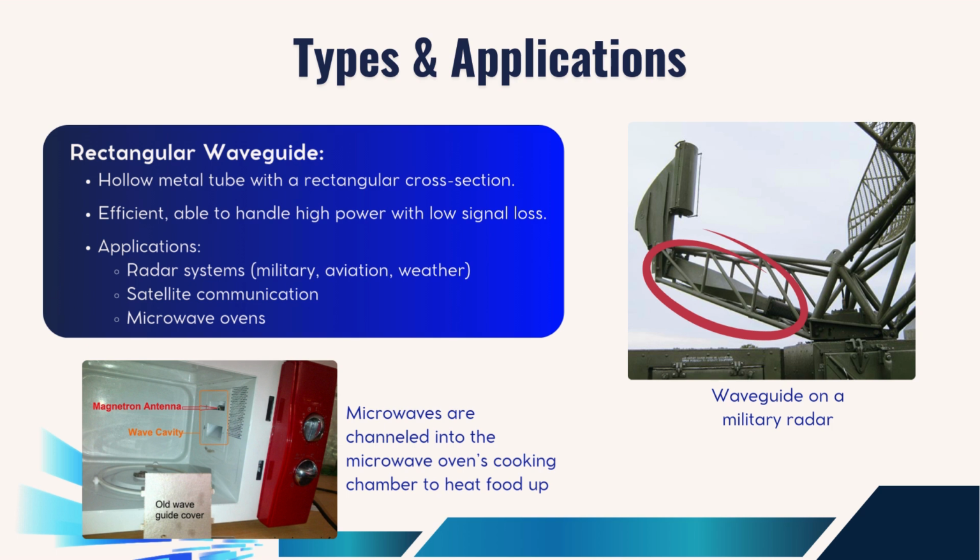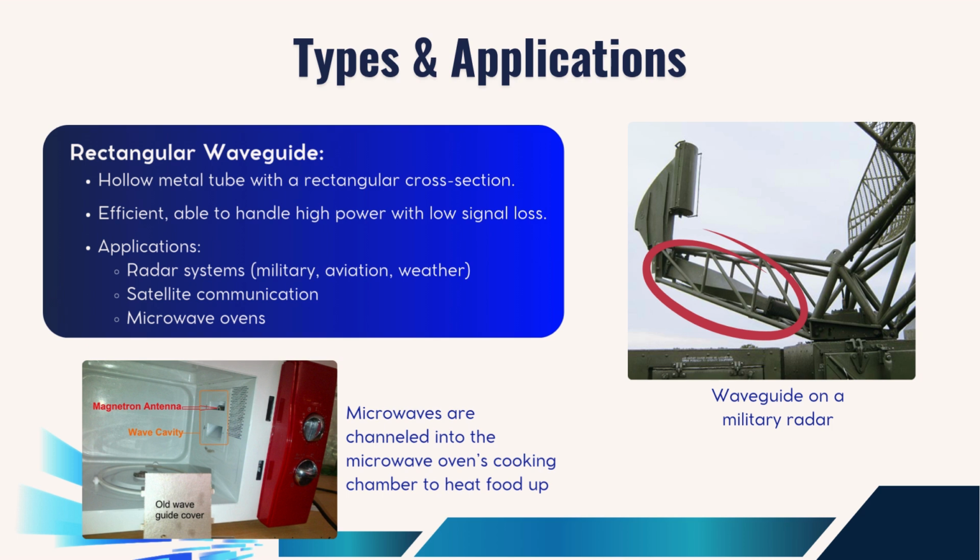Now, let's talk about rectangular waveguides, which are hollow metal tubes with a rectangular cross section. Because of their shape, they are efficient, meaning that they are able to handle high power with a low signal loss. Rectangular waveguides tend to be applied in radar systems, including those in the military, aviation, and weather industry, satellite communication, as well as microwave ovens.